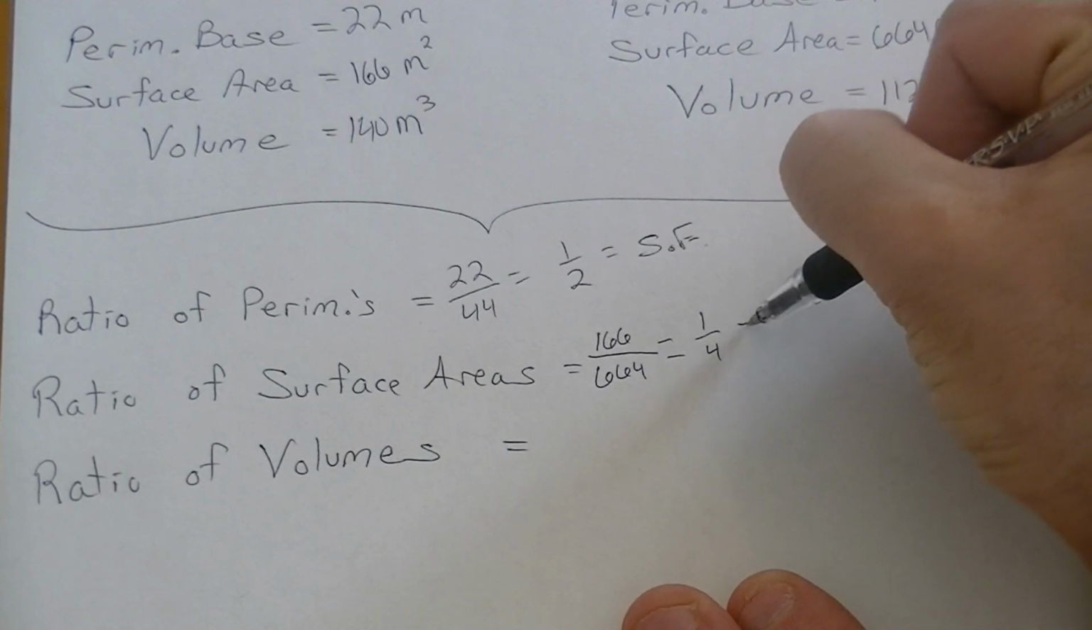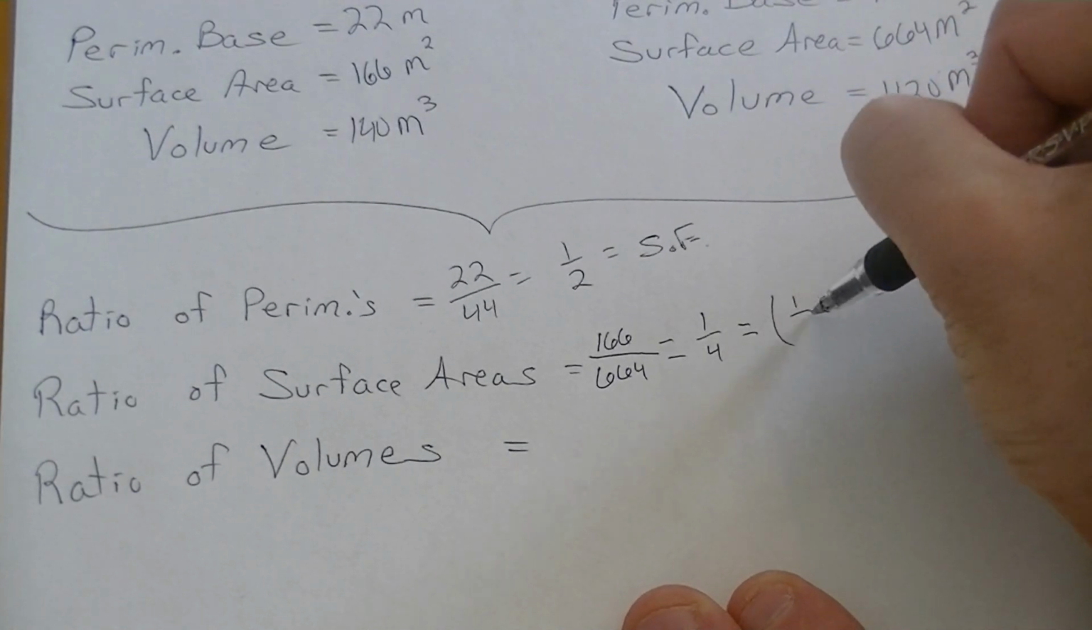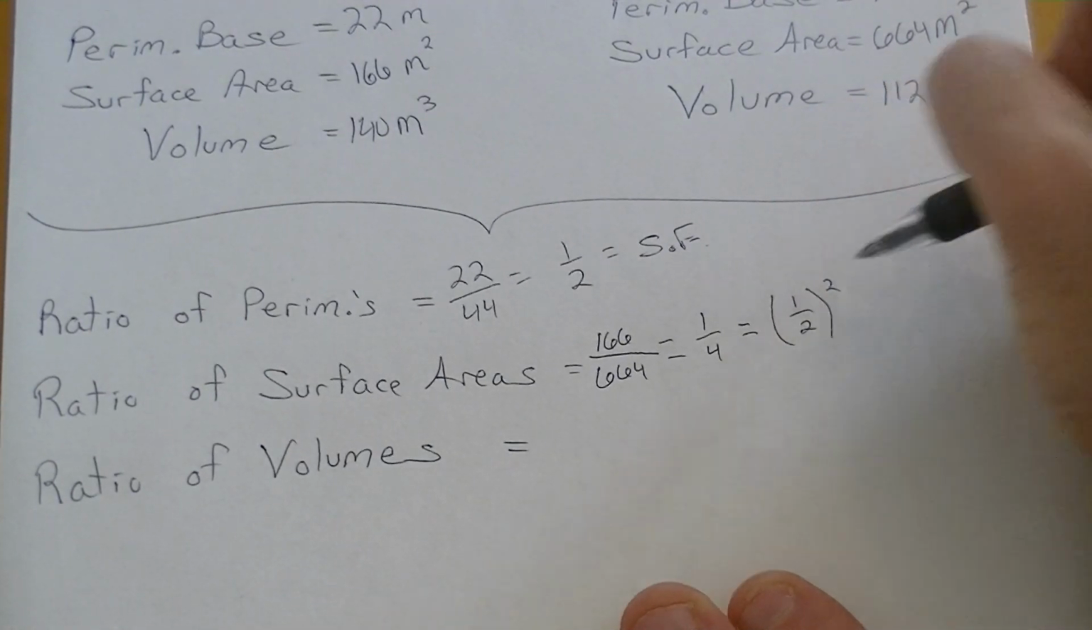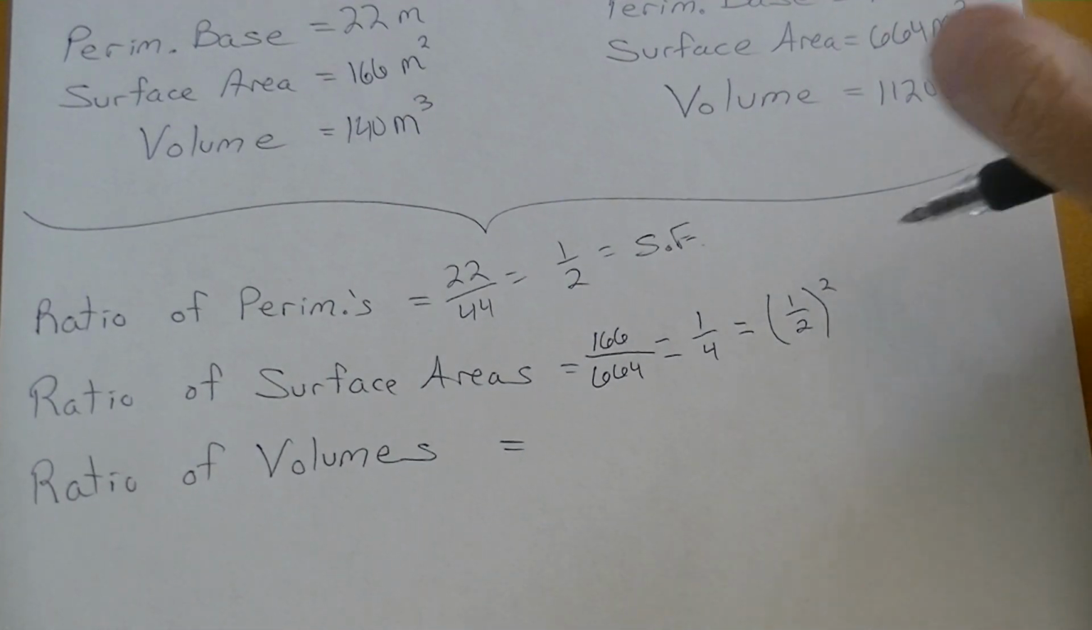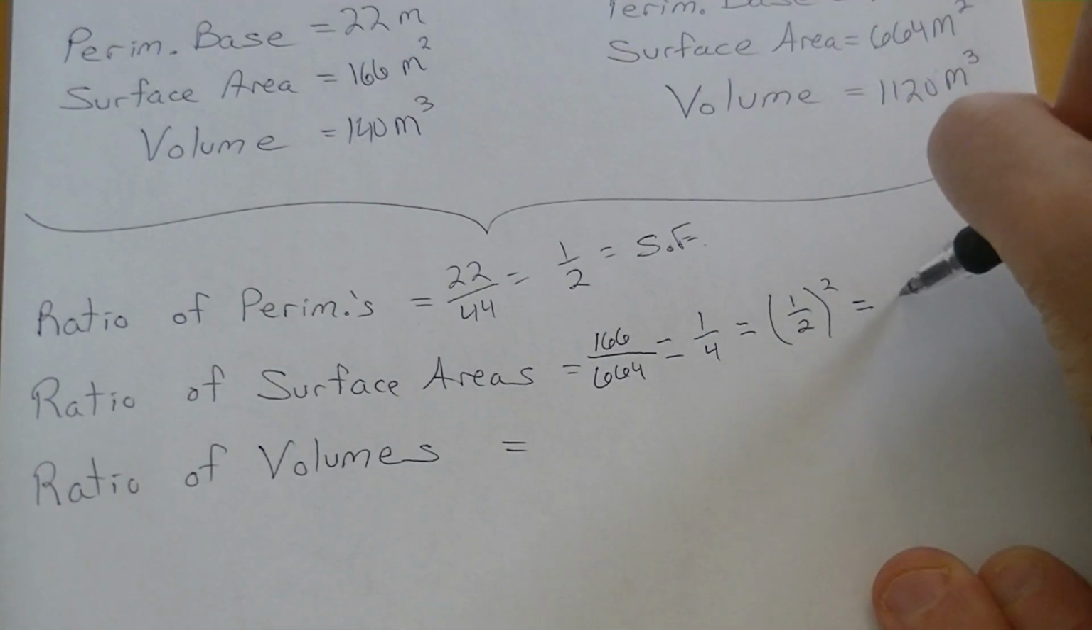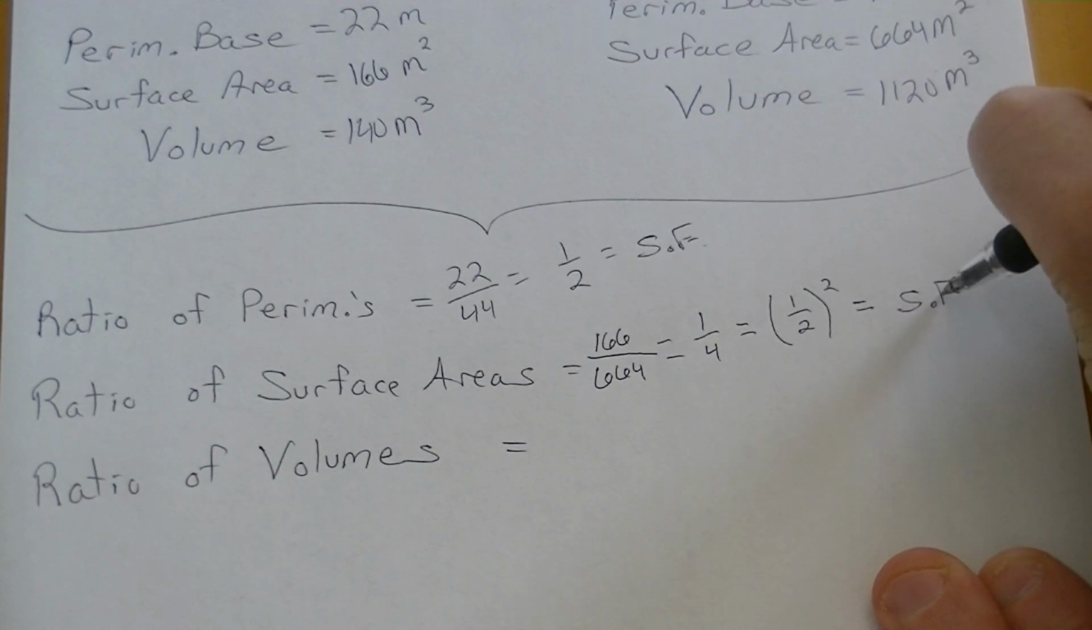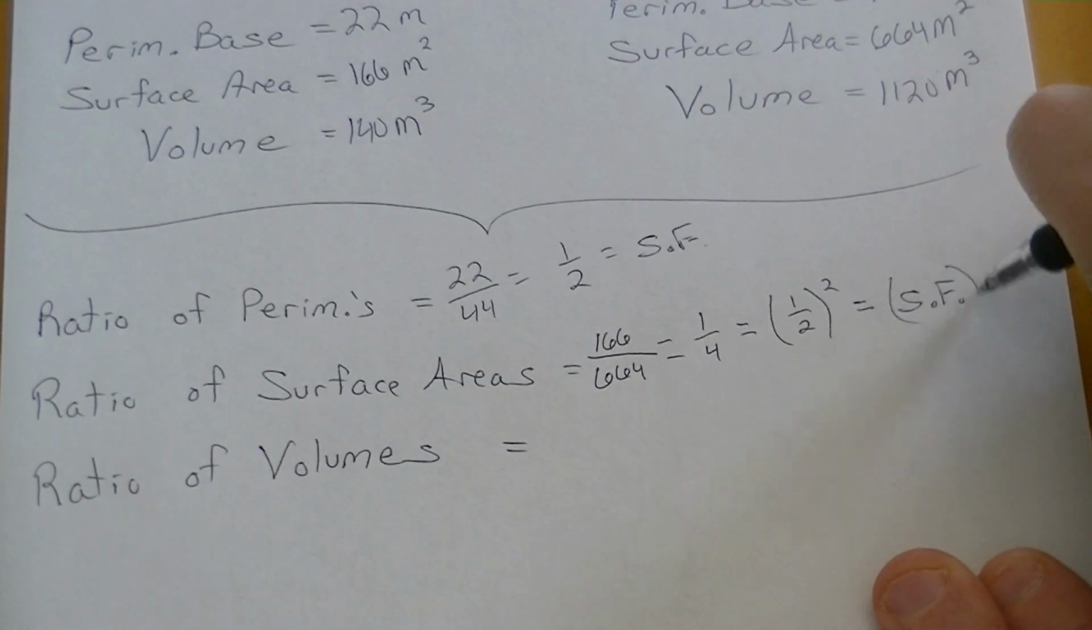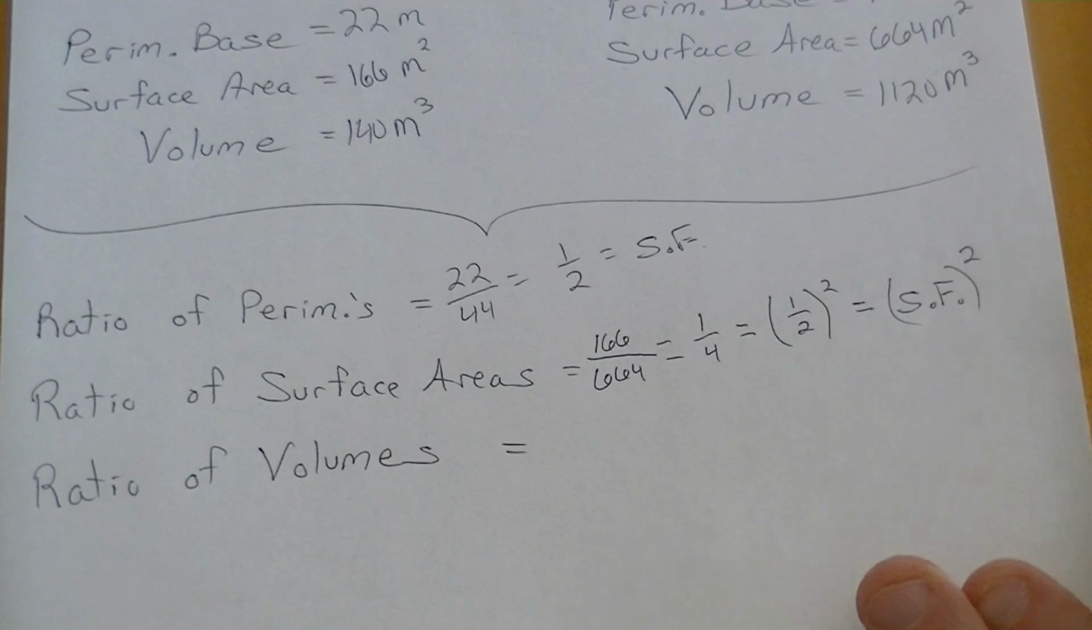I'm going to write 1/4 a strange way. 1/4 is equal to 1/2 squared. And I'm writing it that way because 1/2 is a meaningful number regarding these two similar prisms. 1/2 is the scale factor, so it's the scale factor squared.